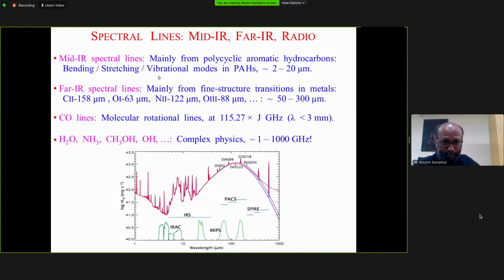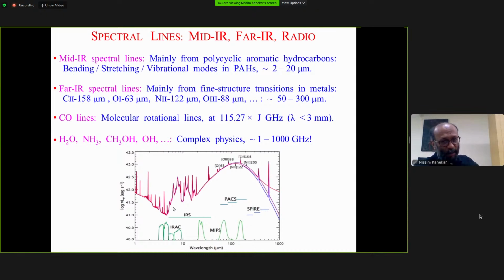I beg your pardon. And you can see, this is an example of a spectrum of a galaxy where this is 1 micron. So the optical is over here. The UV is even further. This is the near infrared, and then this is the mid infrared. And you can see that these lines for a typical galaxy are quite bright.